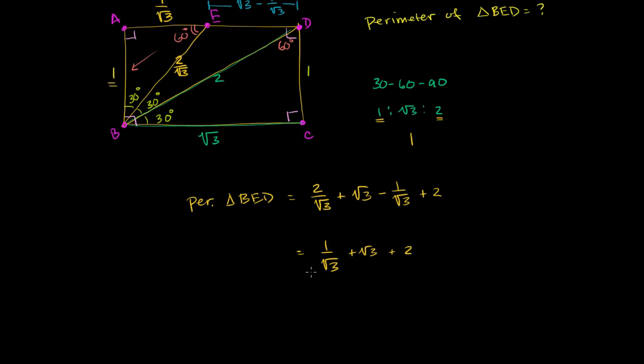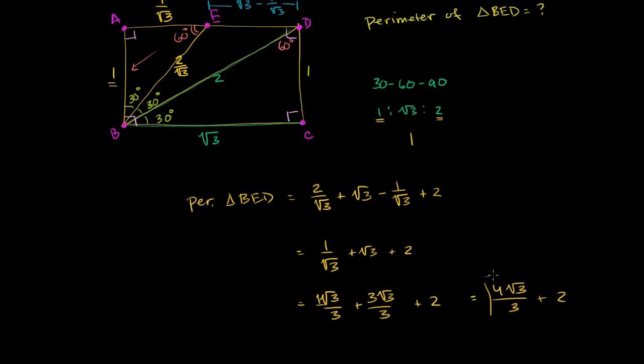And let's see, I can rationalize this. If I multiply the numerator and the denominator by the square root of 3, this gives me the square root of 3 over 3 plus the square root of 3, which I could rewrite as plus 3 square roots of 3 over 3. I just multiplied this times 3 over 3, plus 2. And so this is the drum roll part now. 1 square root of 3 plus 3 square roots of 3, all of that over 3, gives us 4 square roots of 3 over 3, plus 2.